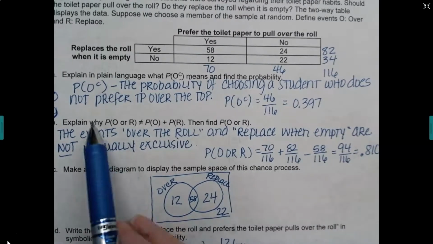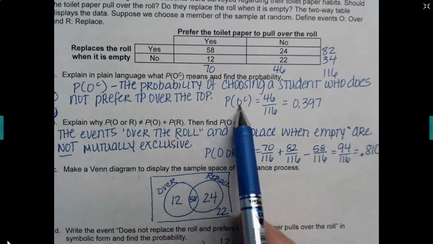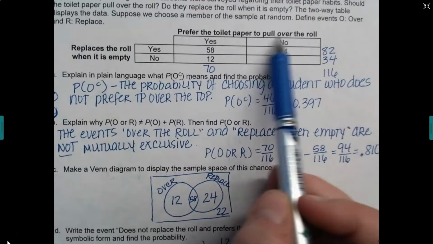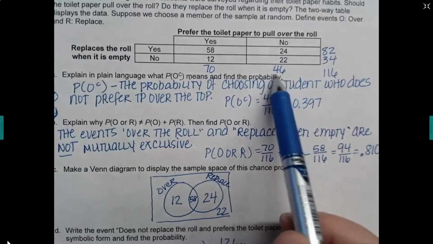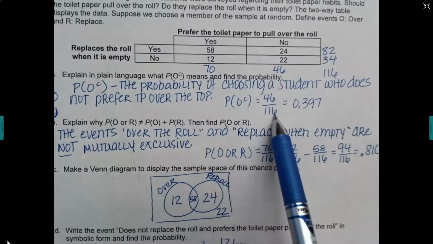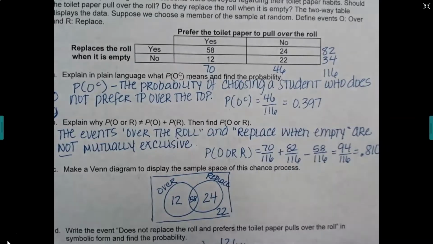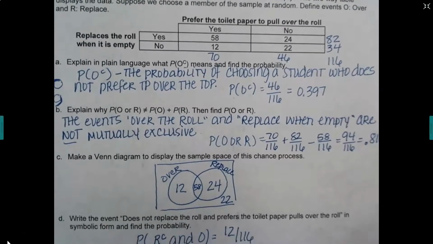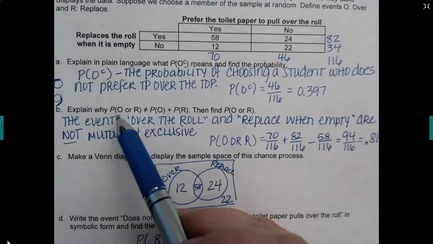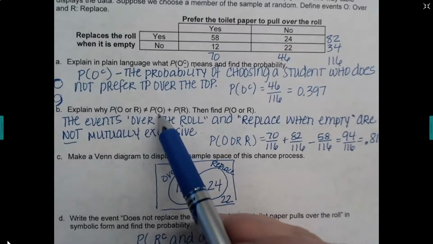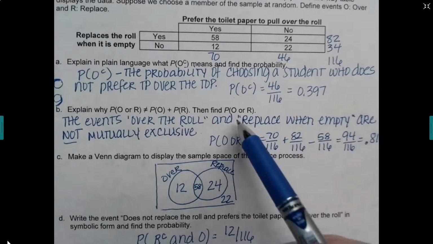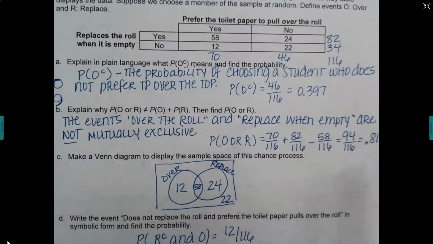So to find the probability of not over the top, I look over here, this is over the top. I have not, there were 46 people, so 46 out of the total 116, so when I reduce it down, 0.397. Okay, so then I ask you in part B, why does the probability of O or R not equal the probability of O plus the probability of R? And then I want you to find the probability of O or R.